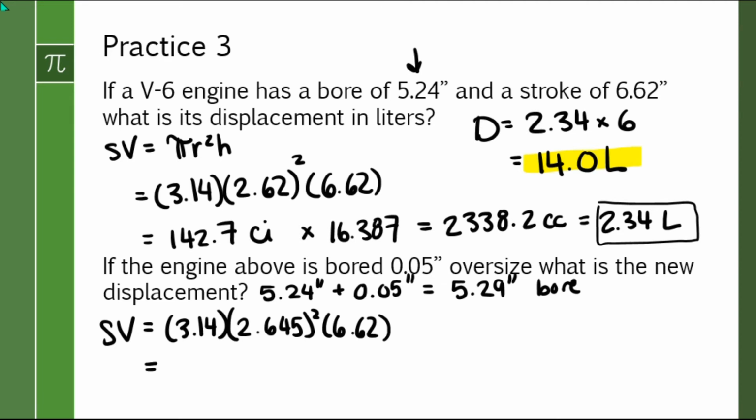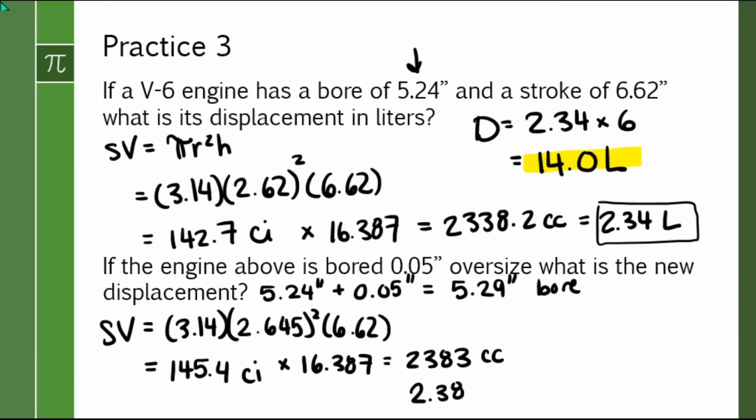Okay. When I do all that math, I end up at 145.4 cubic inches. Multiply it by 16.387, and I'm going to get 2383 cubic centimeters, which is 2.38 liters. And now I'm going to find the displacement, 2.38 liters times 6, and it gives me 14.3. So a bit of a change from that. A little bit of boring, bigger displacement.